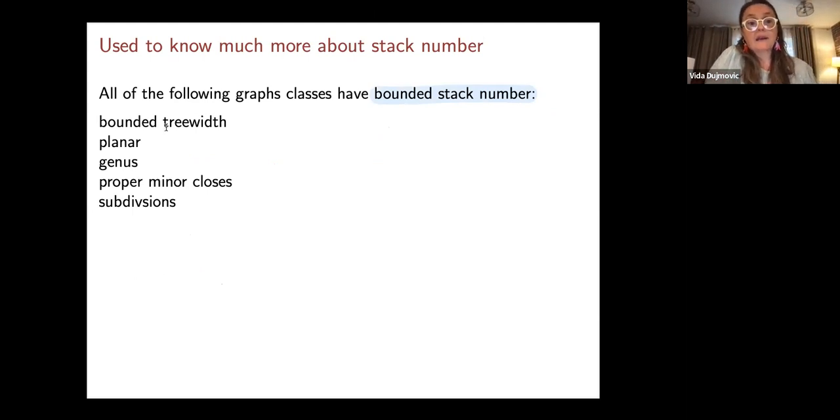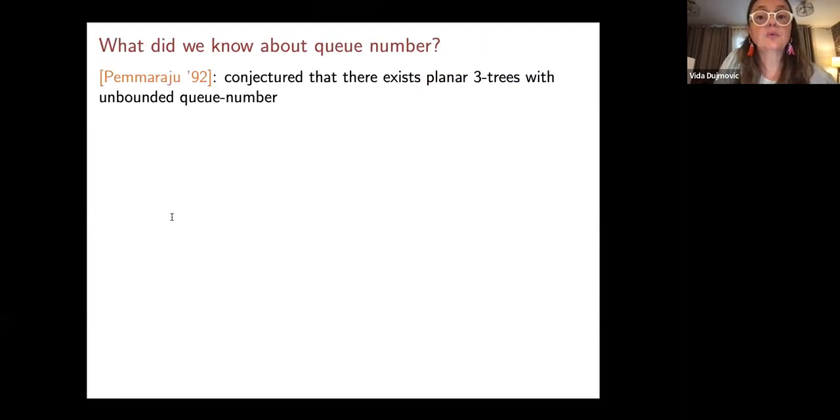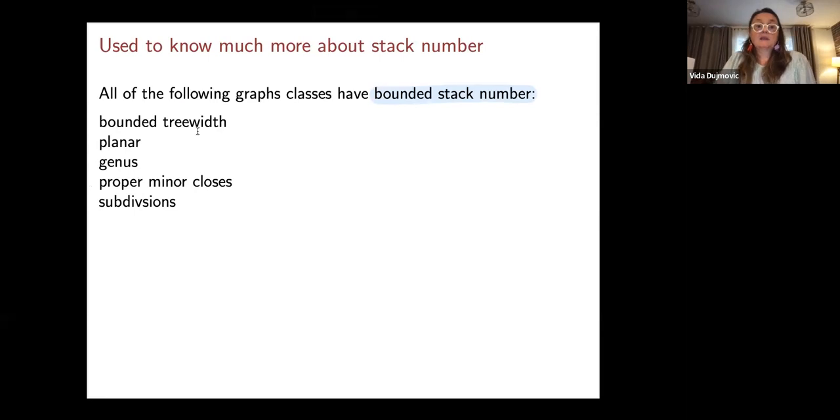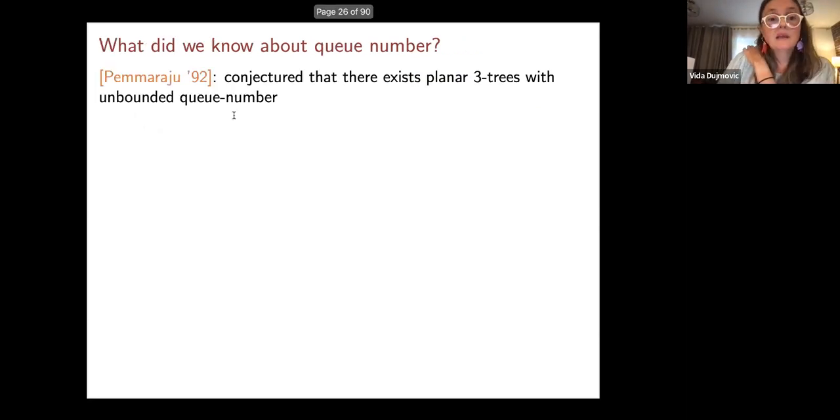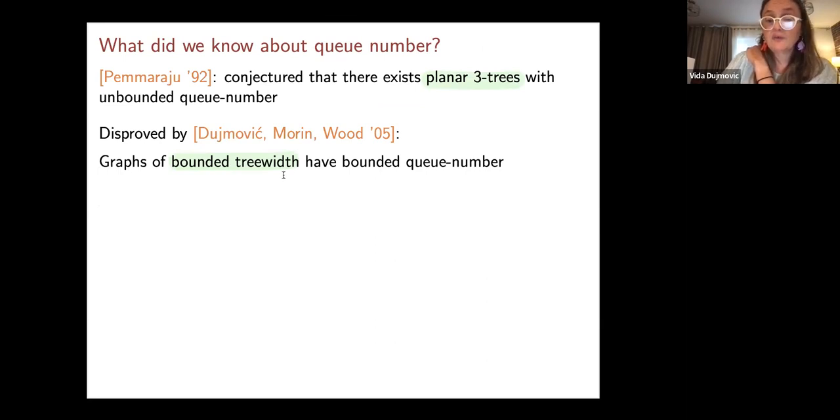For example, we knew that stack number is bounded for bounded tree-width graphs, for all planar graphs, for all bounded genus graphs, for all proper minor-closed families. And if you subdivide the edges of any graph enough, you eventually get a graph that has a constant stack number. For queue number, we knew much less. In fact, it was conjectured in '92 that planar treewidth-bounded graphs have unbounded queue number. If that were true, that would have separated stack number and queue number. But it turns out that is not true: bounded tree-width graphs in fact have bounded queue number. So that was not the class of graphs that separates them.